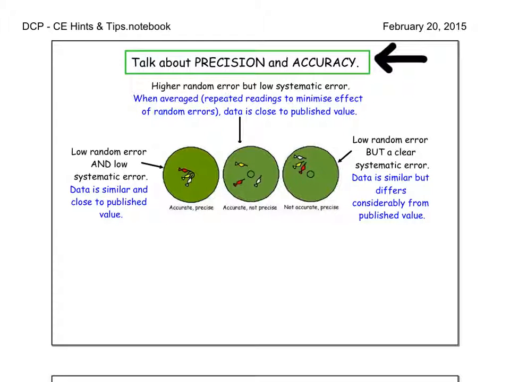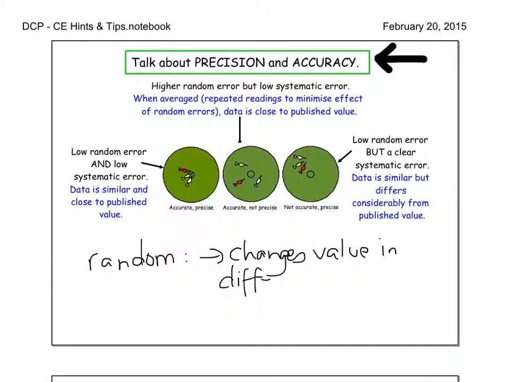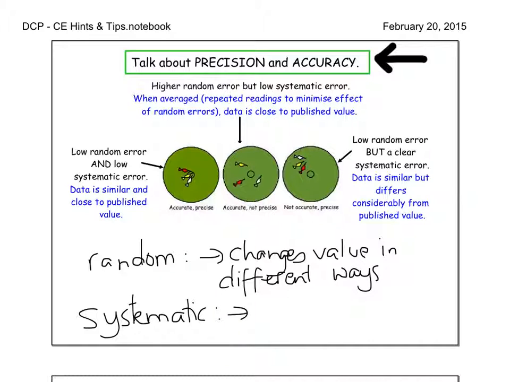If you're not sure, random error is something that occurs that was unexpected and it might change the value in different ways. I'll see if I can fit that in. And a systematic error is one which is also not necessarily expected, but it always would have the same effect on your values.